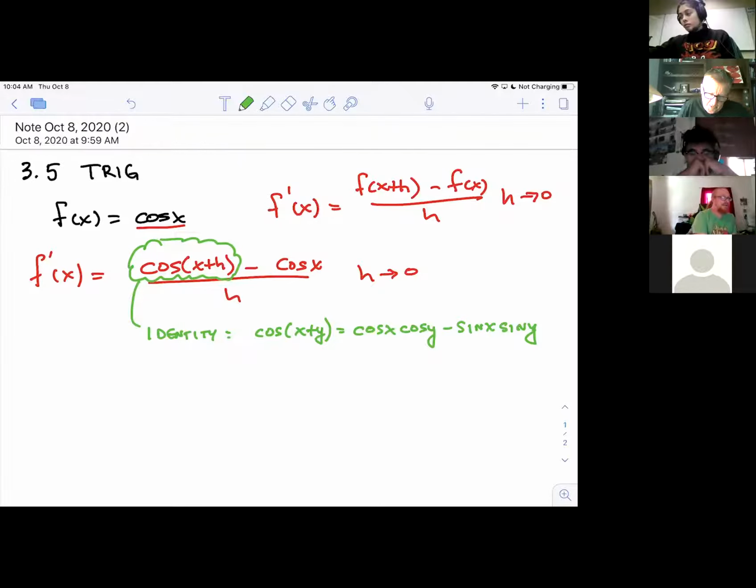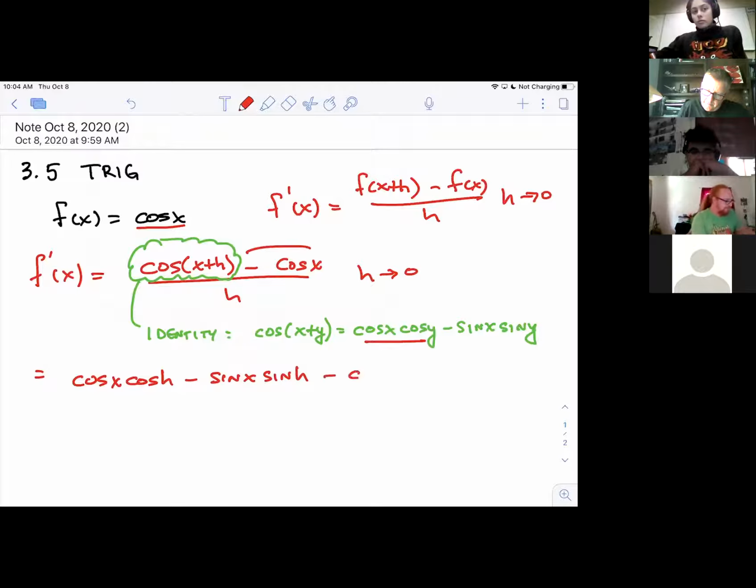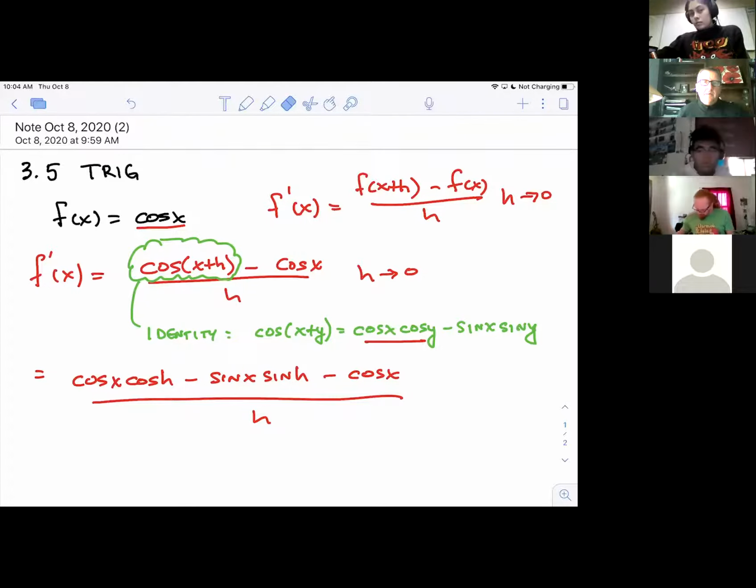So let's see, what would that mean to us if we get back to our answer? Well, cosine of x plus h would be the cosine of x times the cosine of our second one, which is called h, not y, minus the sine of x times the sine of h. So there's cosine of x plus h expanded, and then there's still that minus cosine of x sitting there, and it's all over h. So you should say, hey, that doesn't help. What good is that? It's just worse. It's just kind of a big mess.